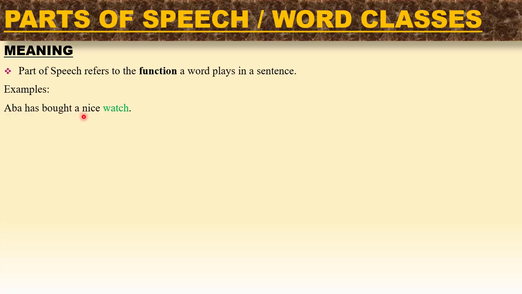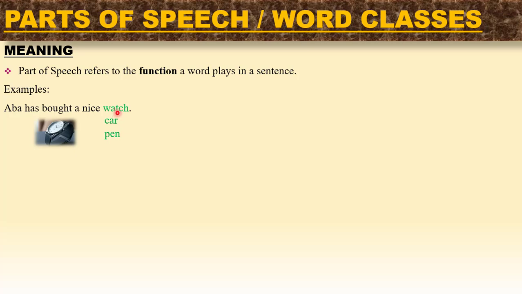Abba has bought a nice watch. This sentence consists of words. Let us focus on watch. What did Abba buy? Watch is naming something that Abba bought. Apart from watch, which other words can also replace watch? Abba has bought a nice car. Abba has bought a nice pen.